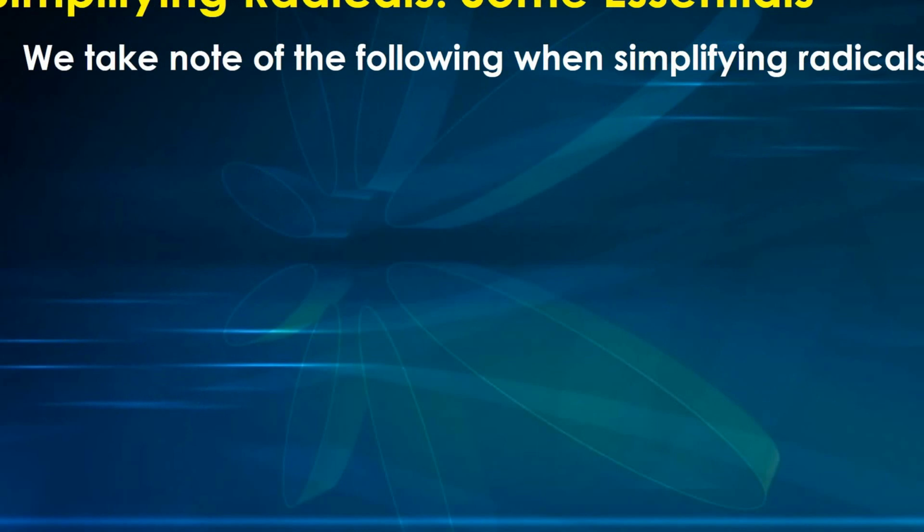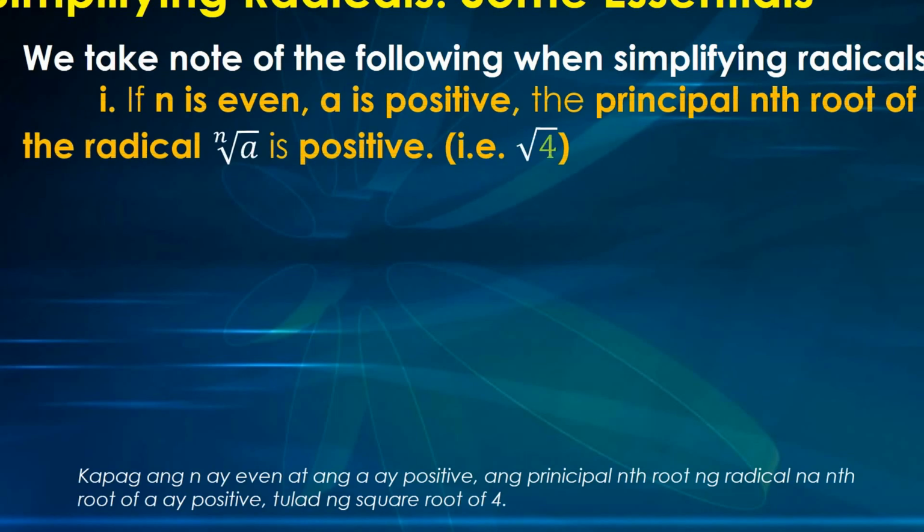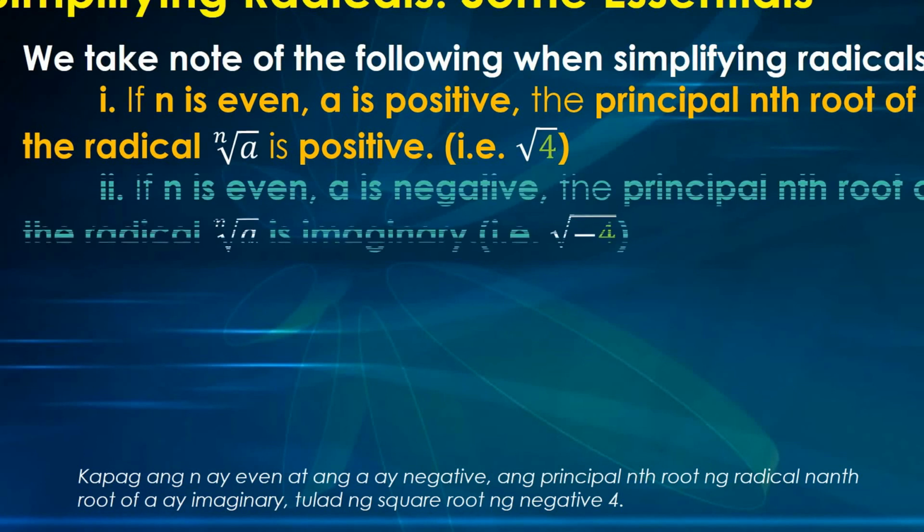So here are some essentials when we are simplifying radicals. First, if n is even and a is positive, then the principal nth root of a is positive. For example, square root of 4. Second, if n is even and a is negative, then the principal nth root of a is imaginary. For example, square root of negative 4.